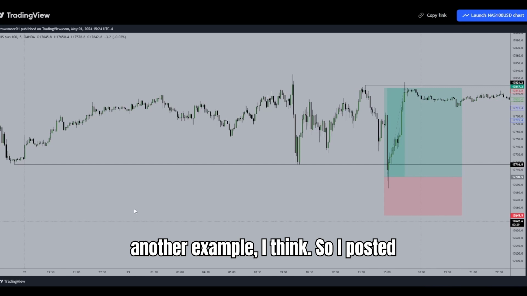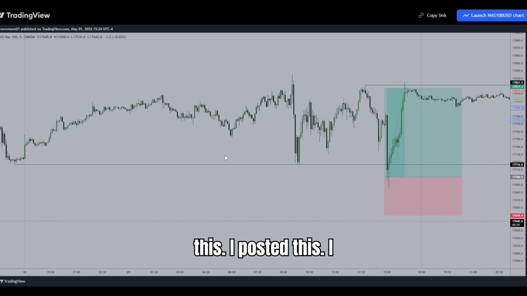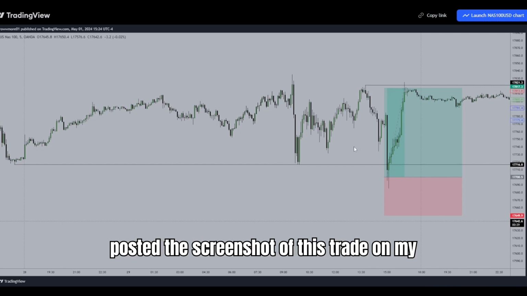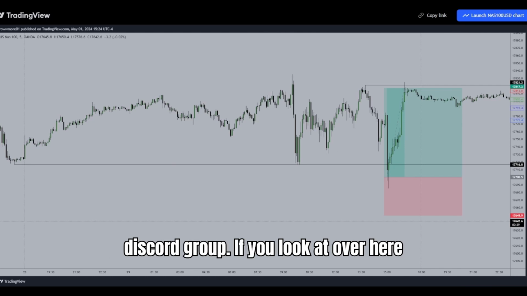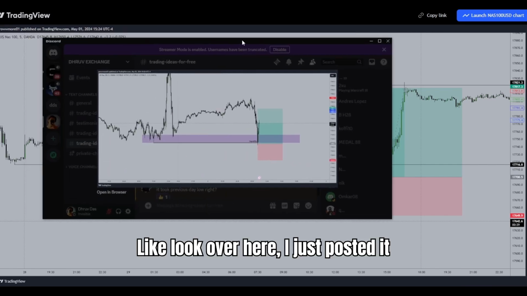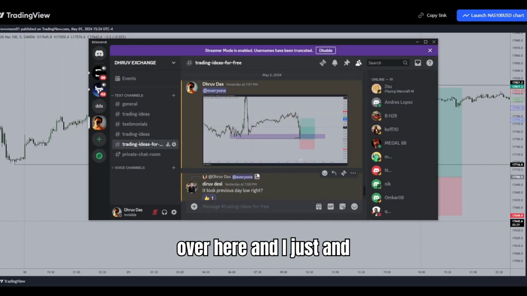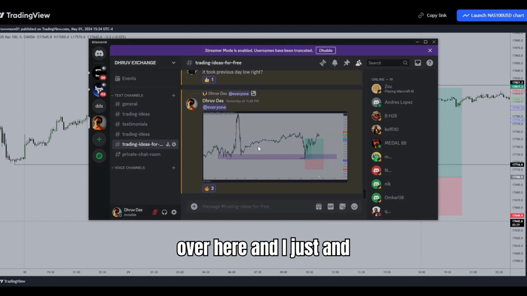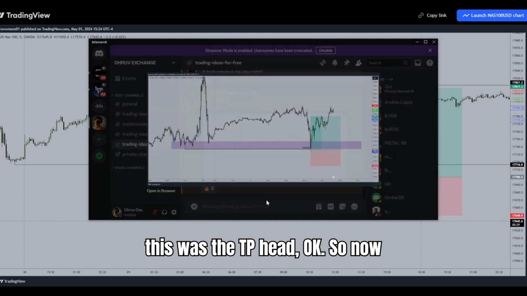I think I posted the screenshot of this trade on my Discord group. If you look over here, one second. Here, look, I just posted it over here, and this was the TP hit.